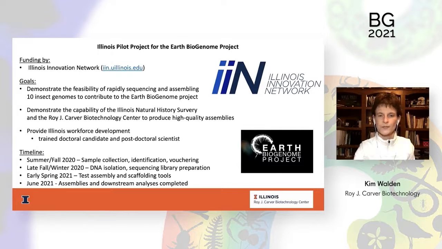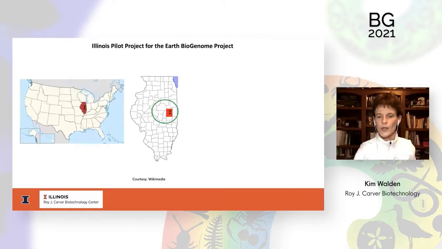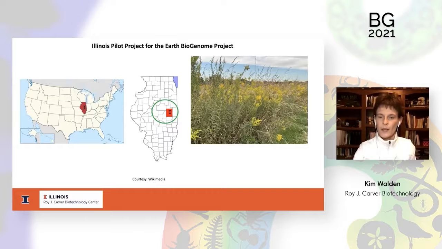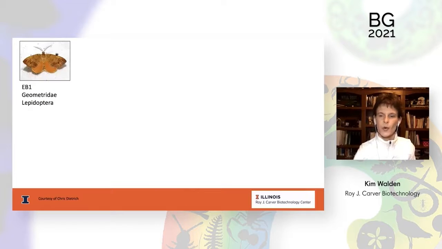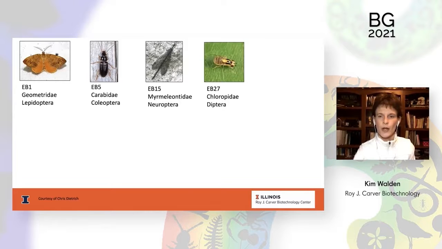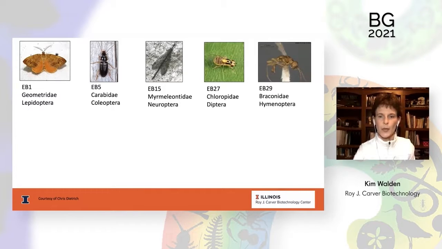The insects selected for this project are native to central Illinois, which was historically a vast prairie ecosystem. But it is now a major agricultural area dominated mostly by a monoculture production of soy and maize. All of the insects selected have local agricultural relevance as either herbivores, predators, or parasitoids. The 10 samples selected represent the orders Lepidoptera, Coleoptera, Neuroptera, Diptera, Hymenoptera, and Hemiptera.